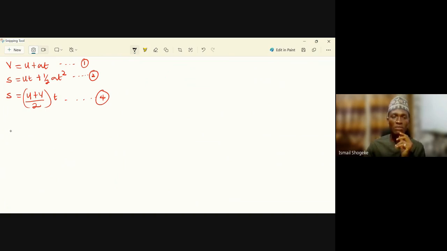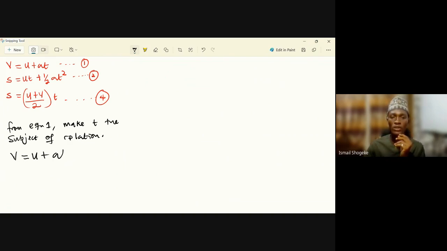Now, let's make from equation 1, t the subject of relation. Now from equation 1, V equals U plus at. Let's make t stand alone. That's the meaning. So we say V equals U plus at. Now let's move U to this side.